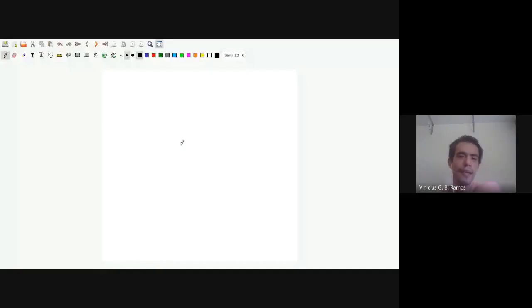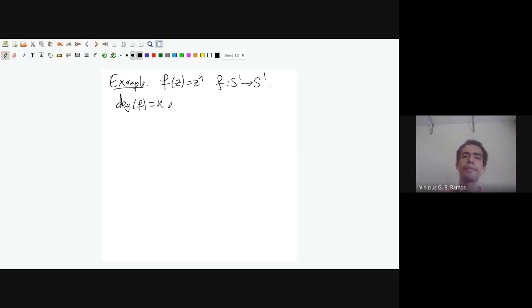Okay, so last time, the last thing we did was we computed the degree of the polynomial map when you restrict it to a circle. In fact, the last thing we did was an example, which was the polynomial z to the n, where I actually allowed n to be negative, where f is a map from S1 to S1. And I showed that the degree of f is equal to n.